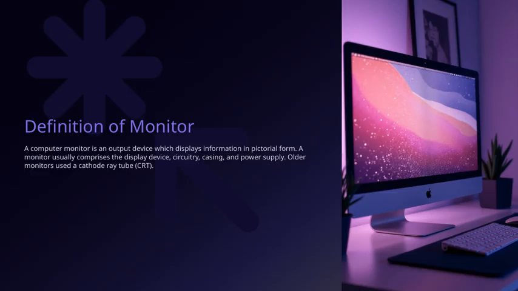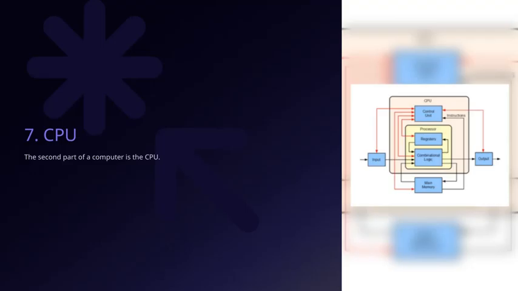Historically, older monitors used something called a cathode ray tube, or CRT. These were quite bulky and heavy, but served as the main technology for many years. Today, most monitors are flat panel displays, which are much sleeker and more energy efficient. Understanding monitors is crucial because they're our primary interface with the computer. They turn digital data into visual information, making it accessible and understandable. So, whenever we think about using or upgrading a computer, the monitor's quality and technology play a big role in our overall experience. Now, let's move on to the second part of a computer, which is the CPU.